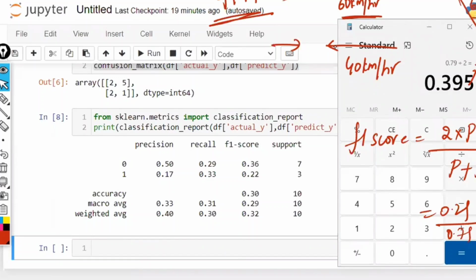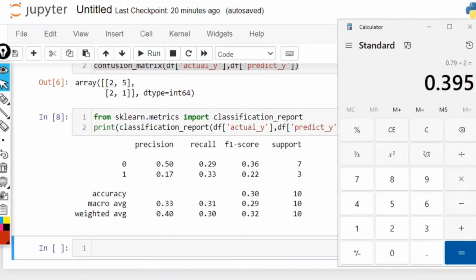So we'll stop here and we'll continue on the next day with respect to true positives and false positives, true positive rate, false positive rate, true negative rate, false negative rate, and sensitivity, specificity. That we'll discuss in the next class.